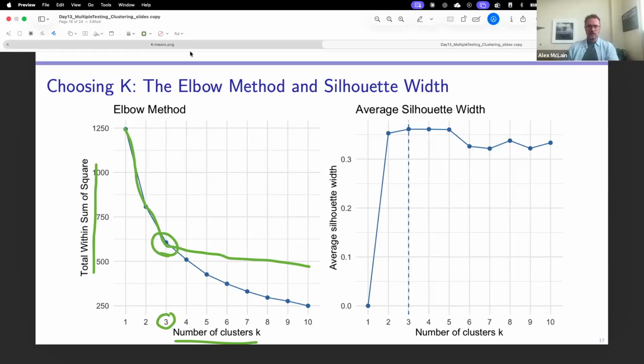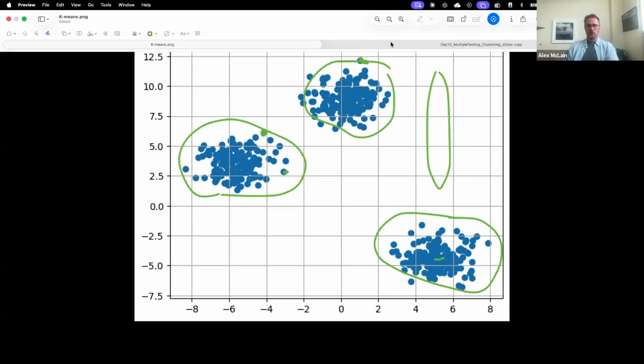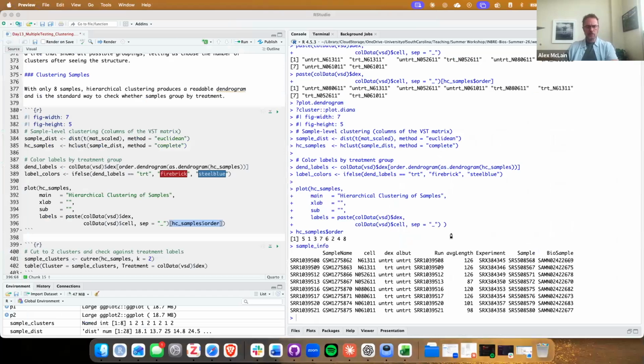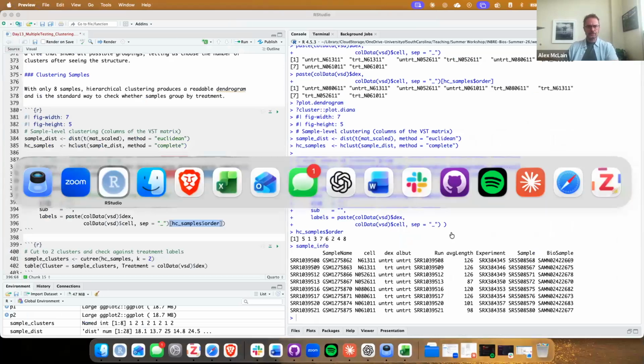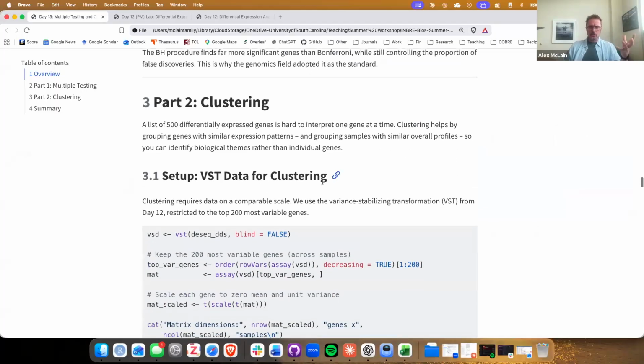If we had data like this, both of these figures would be very clear. The elbow method, you'd see a huge drop until we get to 3, and then it would level off there. And the silhouette width, we would see some more changes in that. So let's take a look at this with our data.